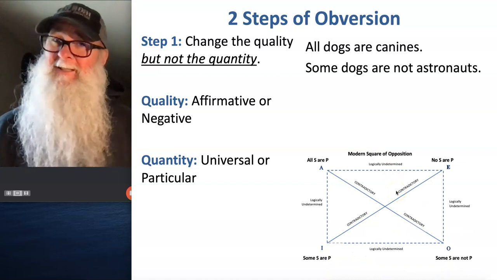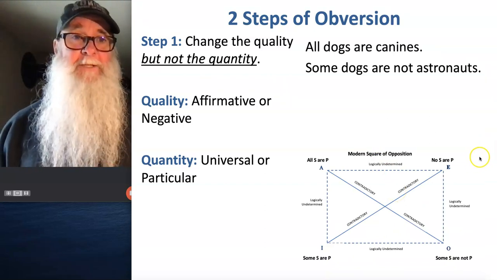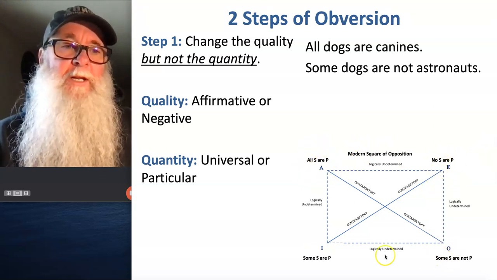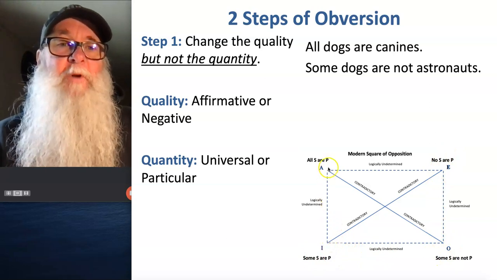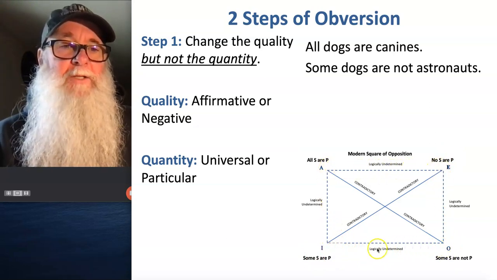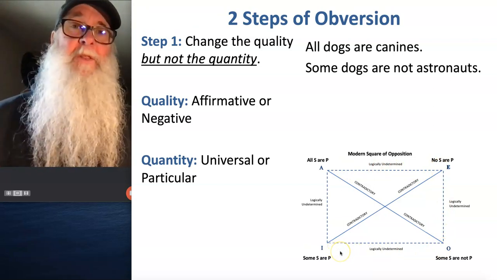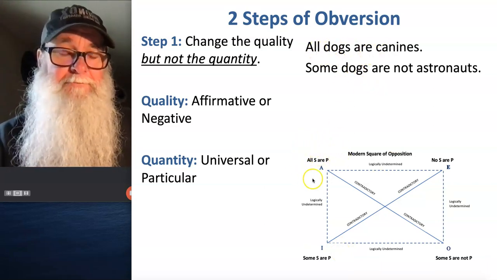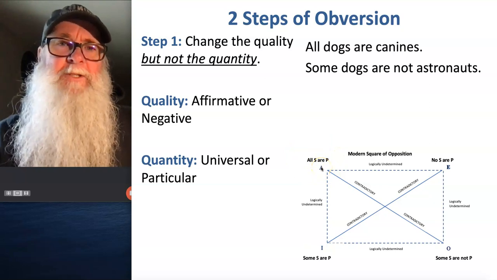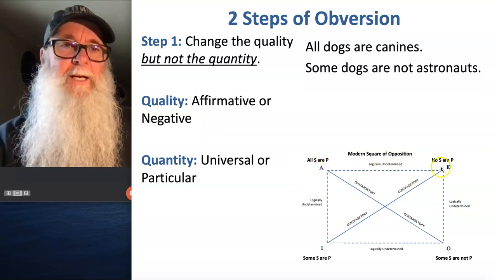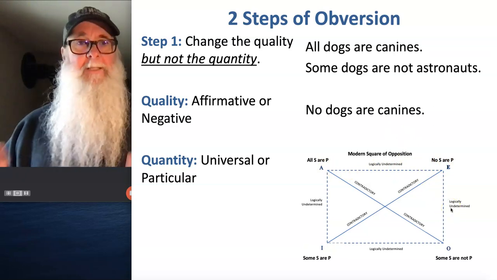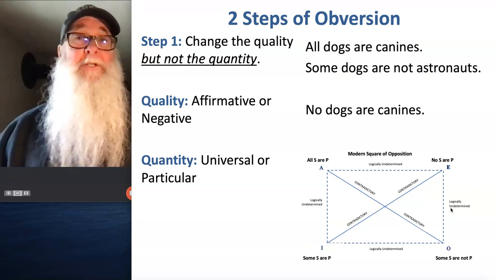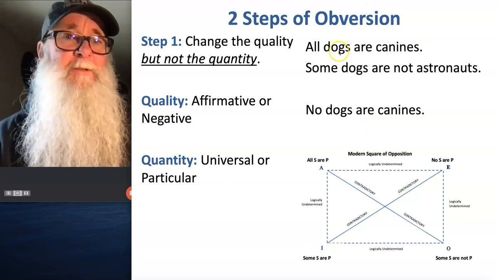Well, the easiest way to do it, at least initially, is to go back to your modern square of opposition and know that if you identify where on the square the statement you're working with corresponds, and then move horizontally across that square, you're going to discover the statement that will change the quality but not the quantity. So if I'm working with the statement "all dogs are canines" up here, that's an A claim. And if I want to change the quality but not the quantity, I just come over here and I say, I'm going to have to create an E claim, like "no dogs are canines." That statement keeps the same subject and predicate terms, and the only thing that changes is the quality. Now I have a universal negative, whereas before I had a universal affirmative.